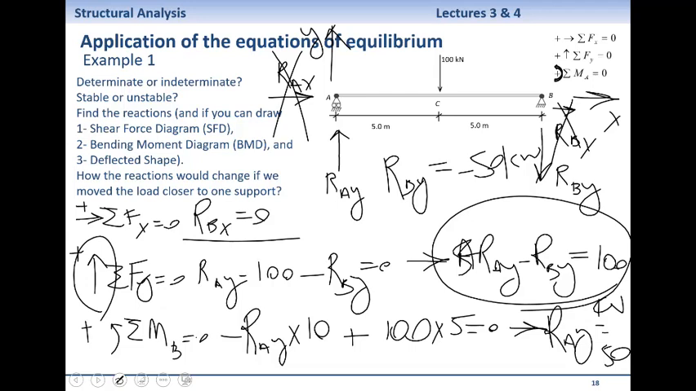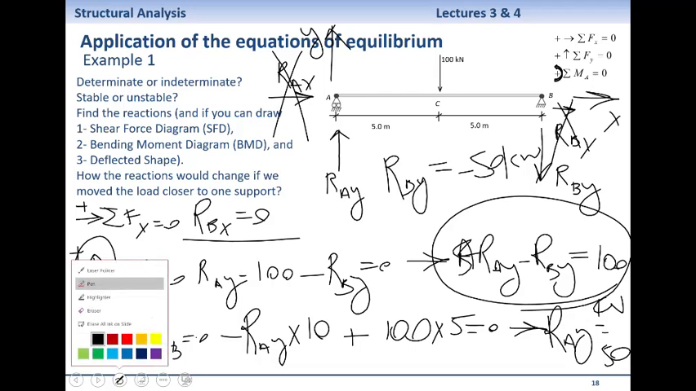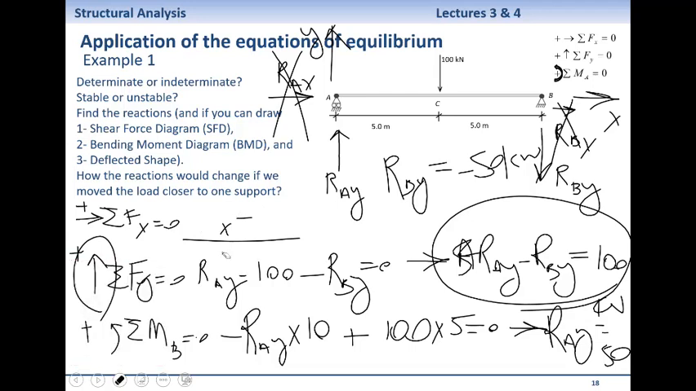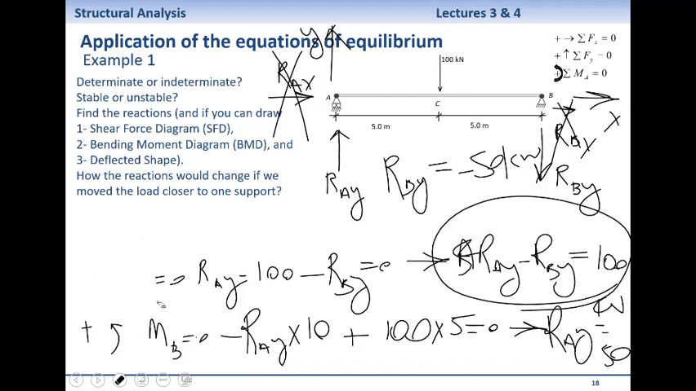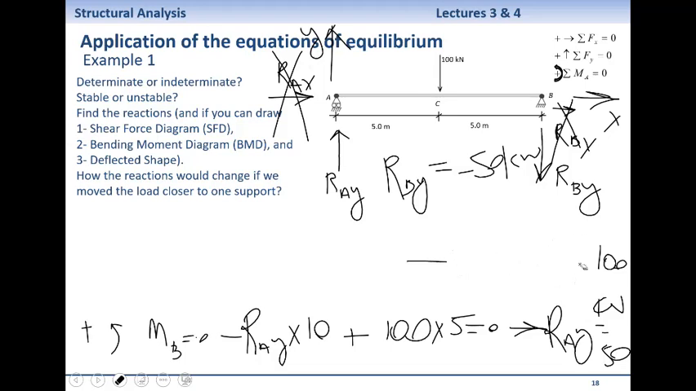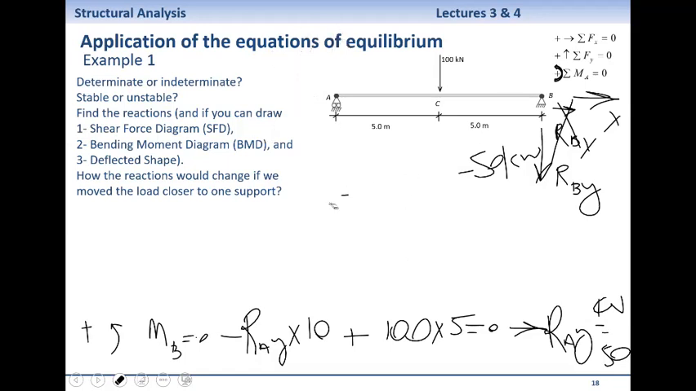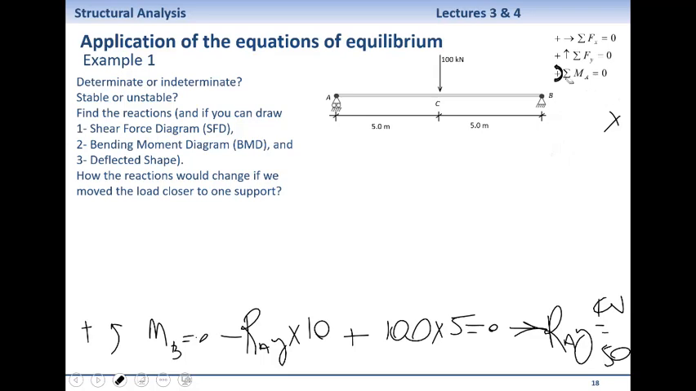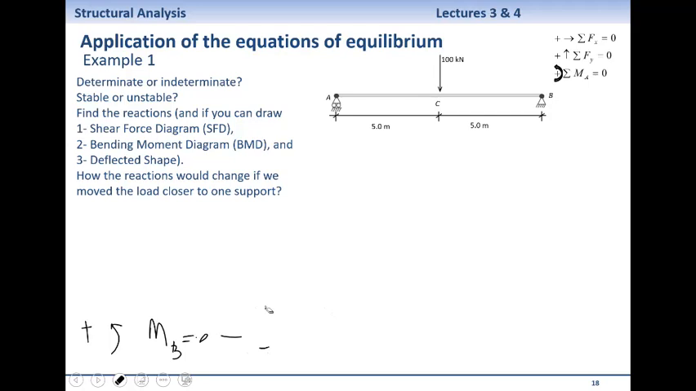Okay, so write down the reactions. I'm going to get rid of everything on the screen because I now need space for the rest of it. I'll review different types of supports, and I think it's the next lecture that I'll quickly go through them. Or you can have a browse yourself if you do not remember the symbols that we use for different supports.